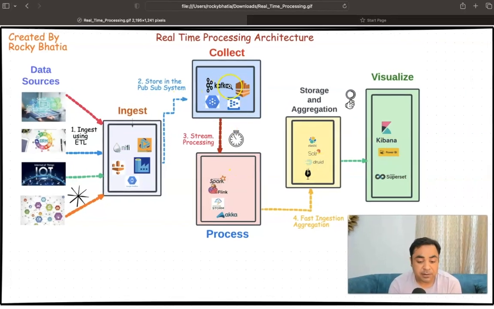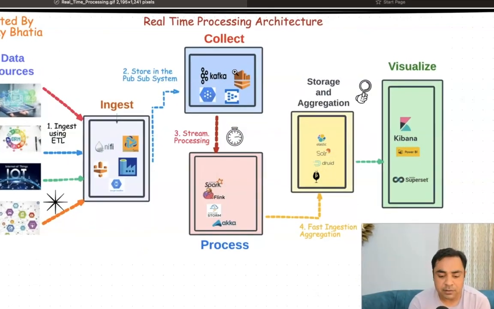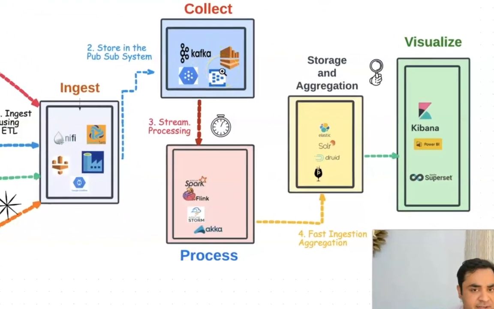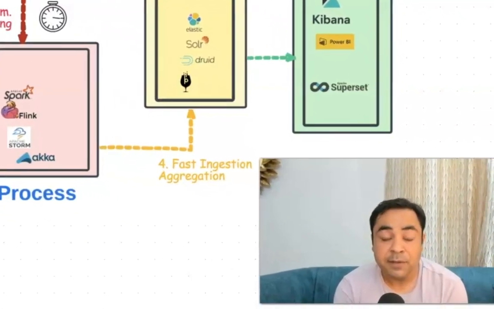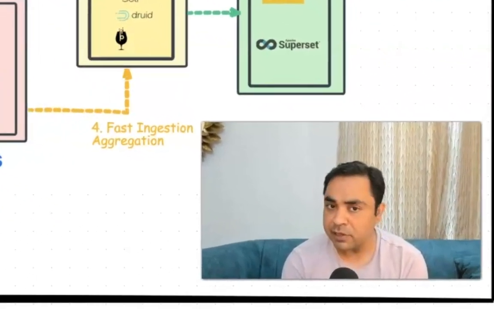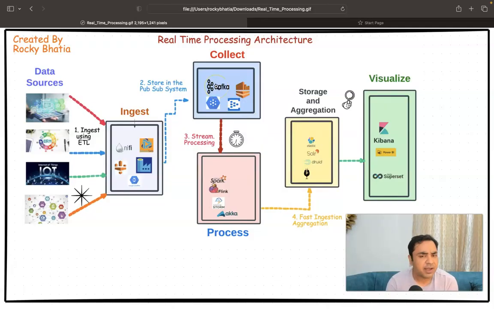For a pub sub, we again have a lot of solutions, like Kinesis, Event Hub, and the pub sub system from Google, but one tool that really rules the market is Kafka. Kafka has become a de facto standard in the industry for real-time processing. Once we have data in the ingestion layer, we have to push the data to our pub sub system. We have collected the data in some pub sub system.